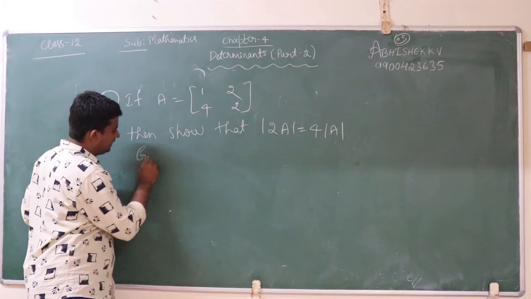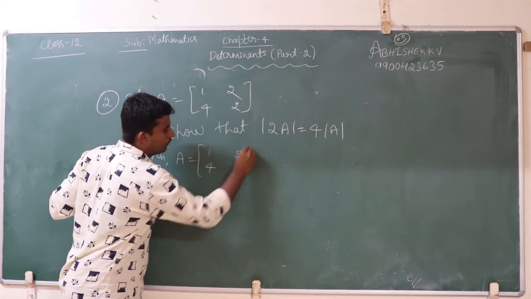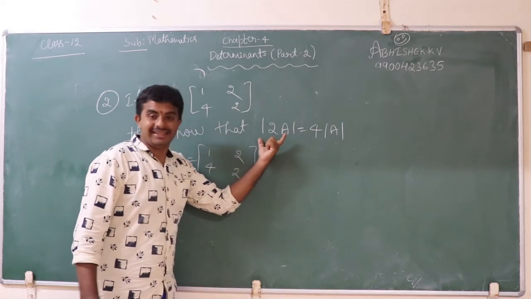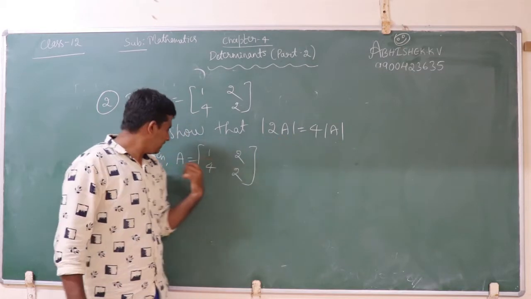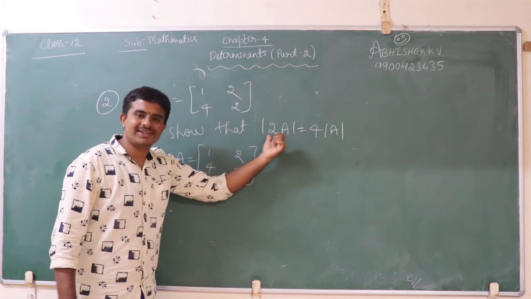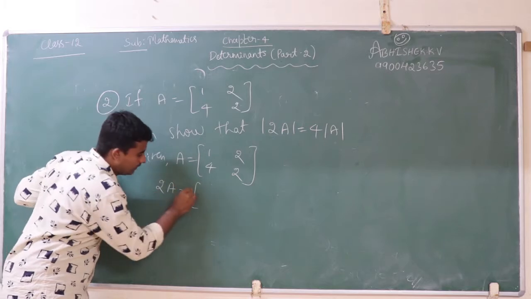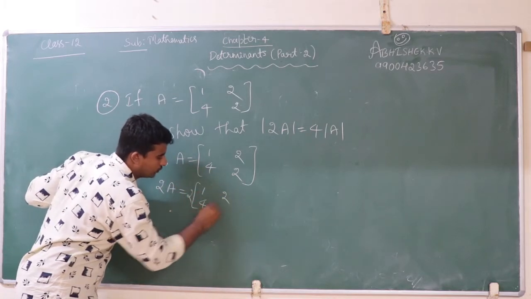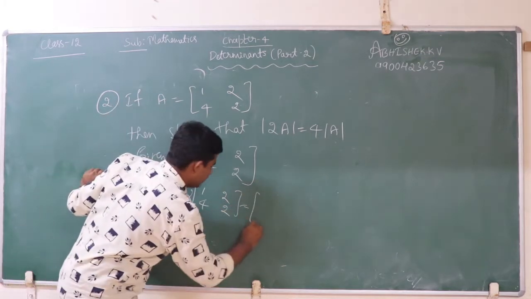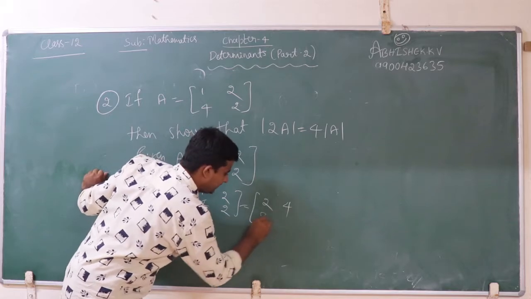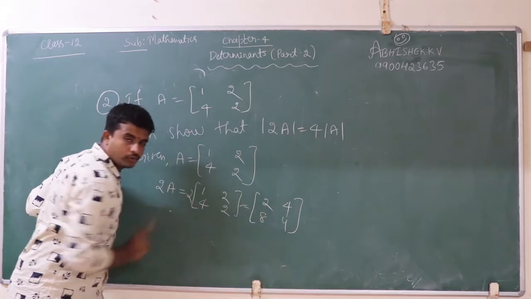Here the given matrix A is equal to 1, 2, 4, 2. Before determining the determinant of 2A, we need to multiply this 2 with matrix A. This is matrix multiplication by a scalar. 2A is given by 2 into A, which is 1, 2, 4, 2, and the scalar is multiplied by all the elements of this matrix. Therefore, 2, 4, 8, 4: 2 1s are 2, 2 2s are 4, 2 4s are 8, 2 2s are 4.